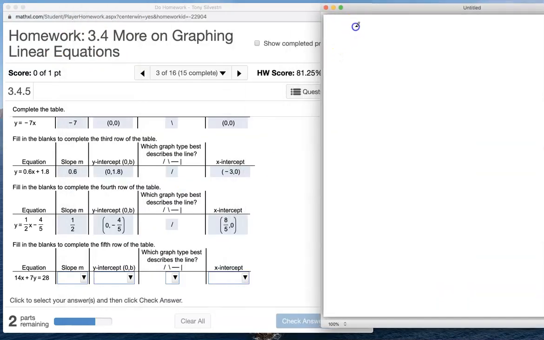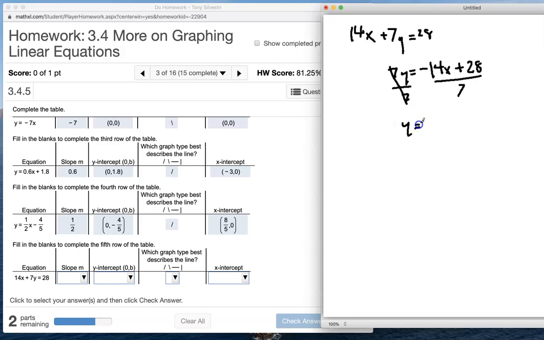So I'm going to take this equation, 14x plus 7y equals 28. I want to solve for y. That's all I want to do. Subtract 14x from both sides. 7y equals -14x plus 28. Okay? Now divide by 7, both sides.